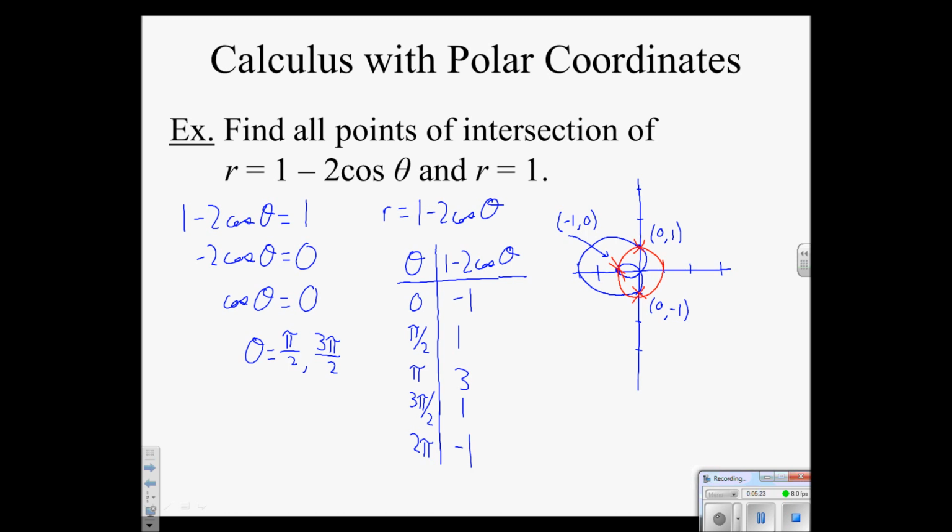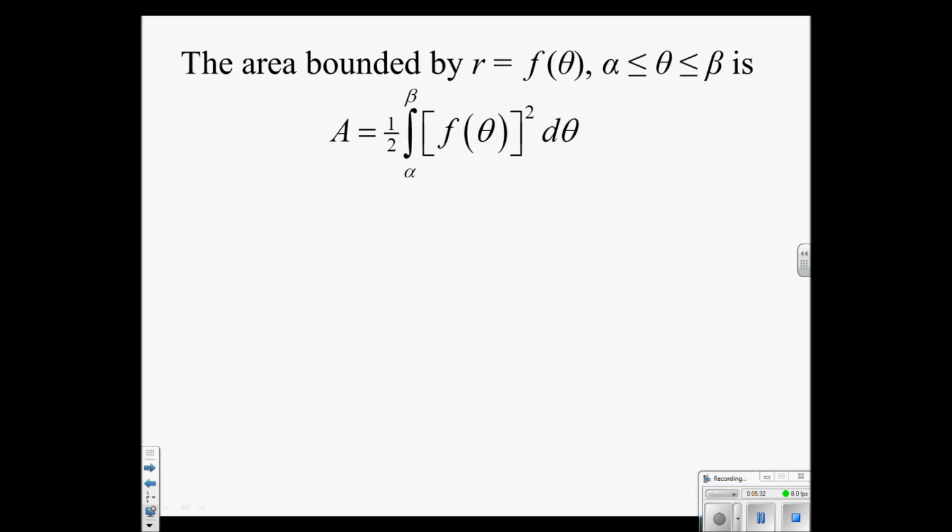So today we are going to talk about how to find the area within a polar curve. And the formula we're going to use for that is this one. If we are considering the polar function r equals f of theta, where theta goes from alpha to beta, the area is equal to 1/2 of the integral from alpha to beta of f of theta squared d theta.